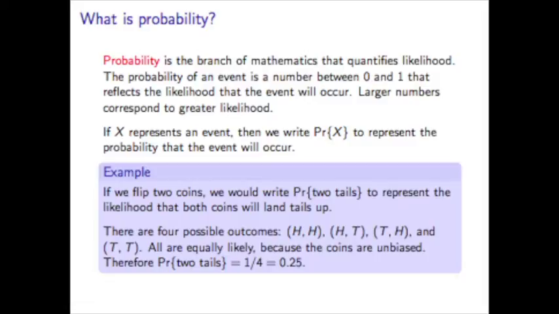So for example, if I flip two coins, then I would write PR of 2 tails to represent the likelihood that both of those coins are going to land tails up. So what is that probability? What is the probability of getting 2 tails? Well, there are 4 possible outcomes in this experiment. The first coin could land heads up or tails up, and the second coin could land heads up or tails up, making for 4 possible outcomes, and all 4 of those outcomes are equally likely because the coins are fair coins. So I'm interested in exactly 1 out of those 4 outcomes, so I would say that the probability of my event, 2 tails, is 1 out of 4, or 1/4, or 0.25.